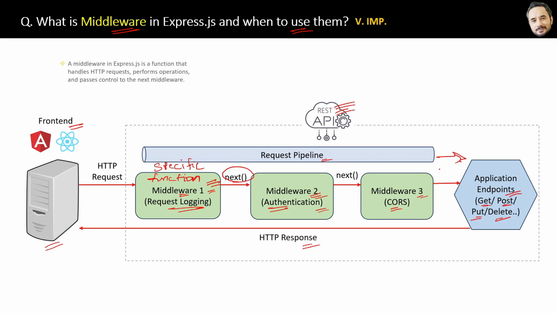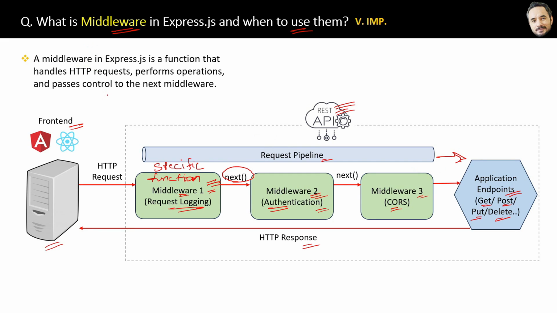And here is a very easy to understand but complete definition of the middleware. A middleware in Express is a function that handles an HTTP request, performs some operations on that request, and passes the control to the next middleware. Alright, now in upcoming questions, we will explore the middleware implementation.